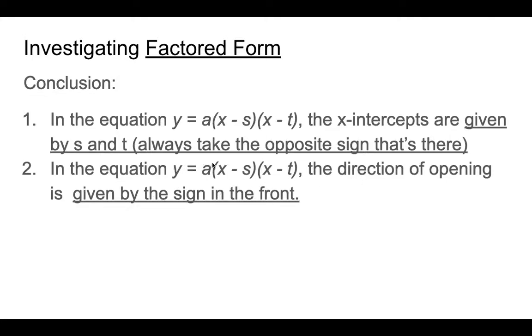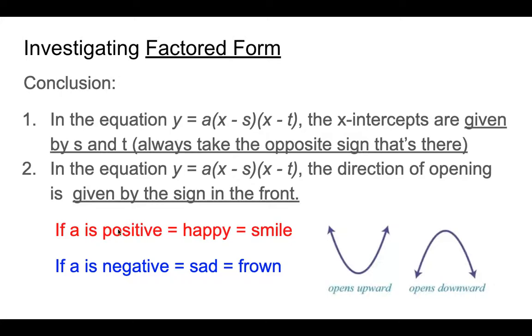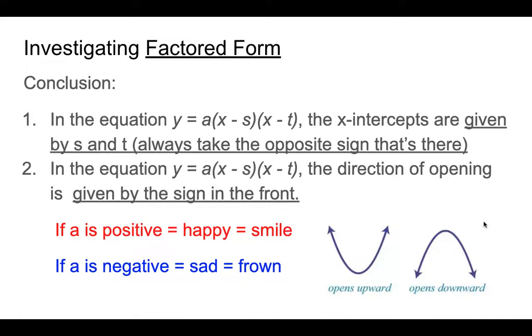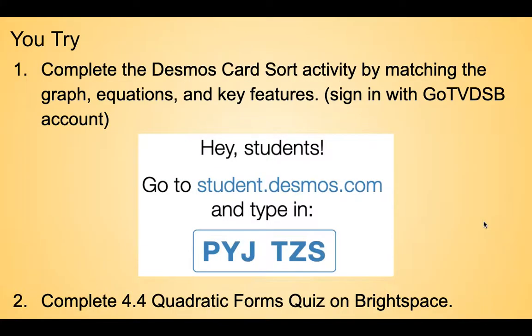And just like with standard form, if you look at this equation, the direction of opening is given by the sign in front. There's a value here, and it's the sign of this a. So the same rules apply. If a is positive, it's happy, it's a smile, so it's opening up. And if a is negative, it's sad, it has a frown, so it's opening down. And that is it for the lesson.